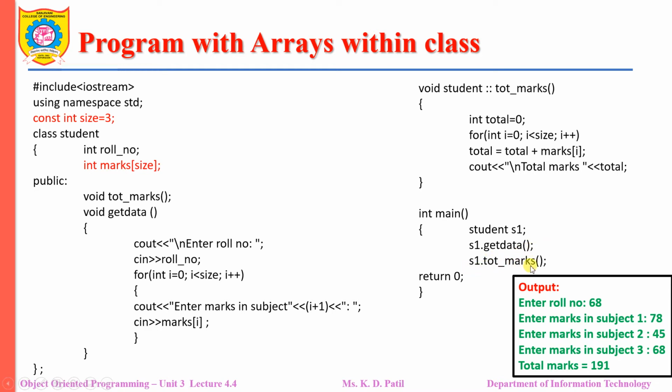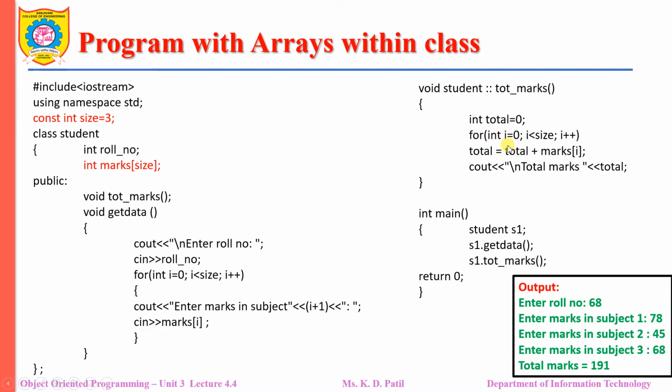After that my control will go to the next statement, that is S1 dot total marks. Now this function has been called, and that function is calculating the total of those marks which we have accepted from the user. I want to calculate the total of 3 subjects, so I have used a for loop here. Now i is equal to 0. So at the index marks of 0 I have the marks of subject 1, that is 78. So that 78 will be added to 0 first and the total will be stored here, that is 78.